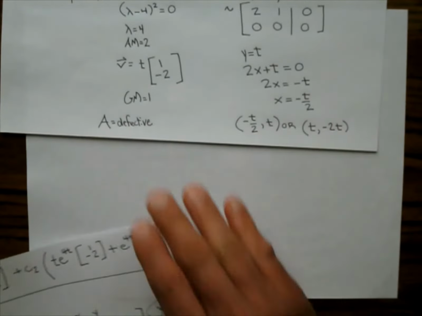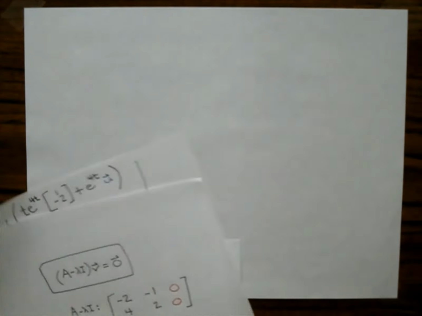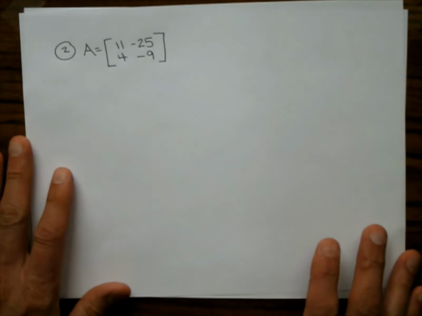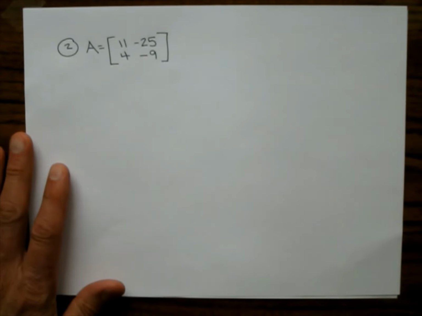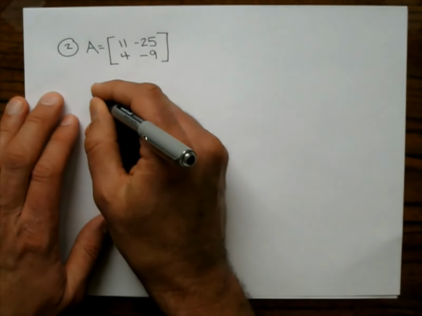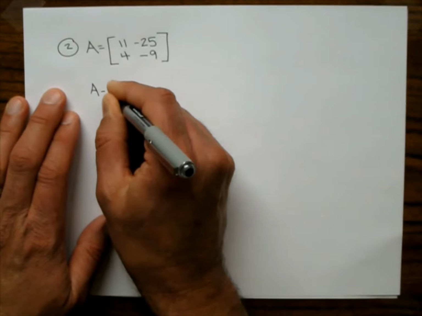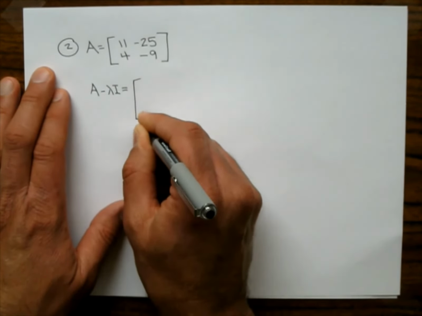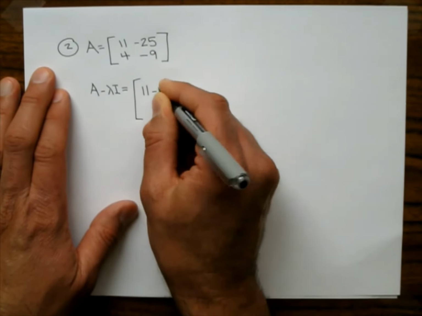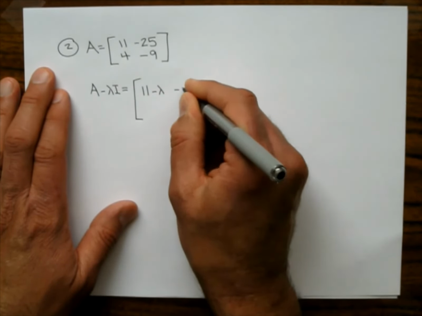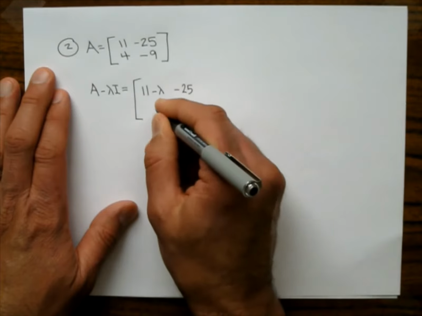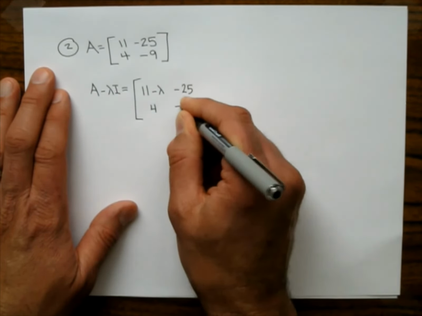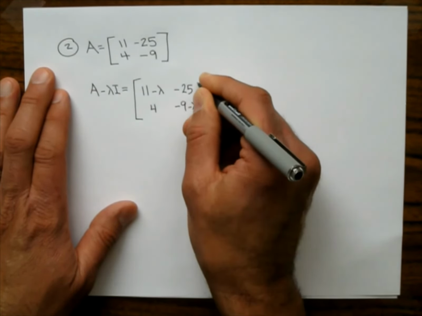Let's go ahead and do another problem. And here it is: 11, negative 25, 4, negative 9. Okay, so the first part of this problem is linear algebra. A minus lambda I, we have 11 minus lambda, negative 25, 4, and negative 9 minus lambda.